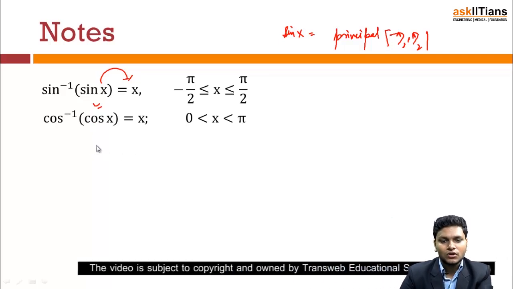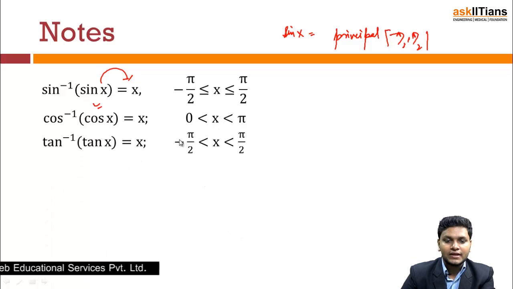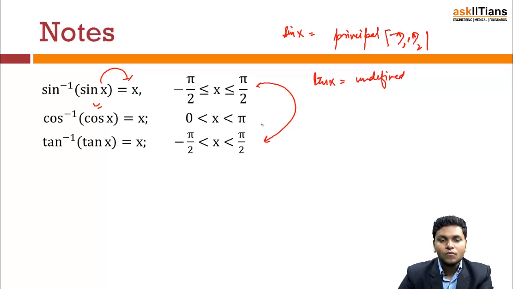Similarly, cos inverse of cos x will be the same when x belongs to 0 to π. Tan inverse of tan x will be the same when x belongs to -π/2 to π/2. Just note a difference: -π/2 and π/2 are not included, because then the value of tan x would be undefined, since cos 90 is not defined. Hence the inequality will remain here and equality won't come.